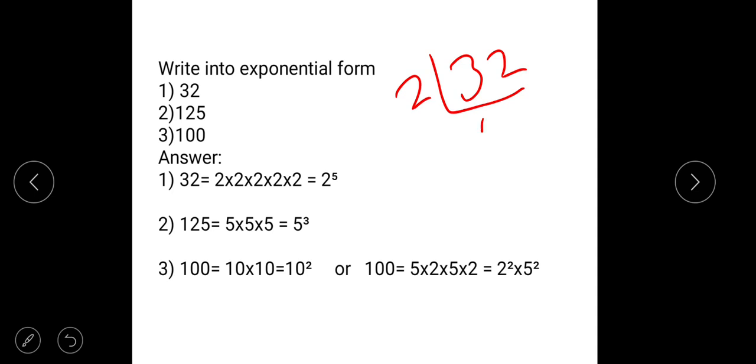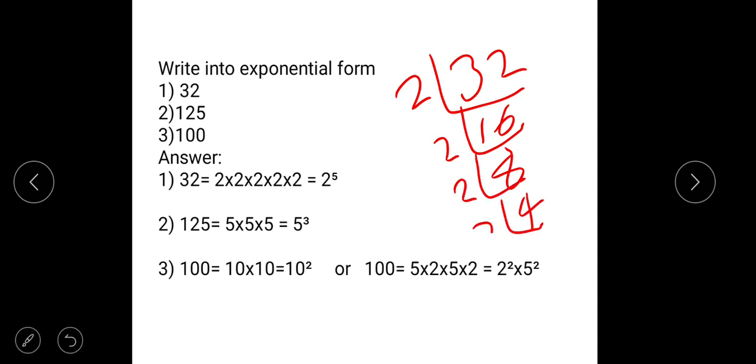How many 2s in 32? 16. How many 2s in 16? 8. How many 2s in 8? 4. How many 2s in 4? 2. So how many 2s will we get from 32? Five 2s. So 32 can be written as 2 raised to 5, which is the exponential form of 32.